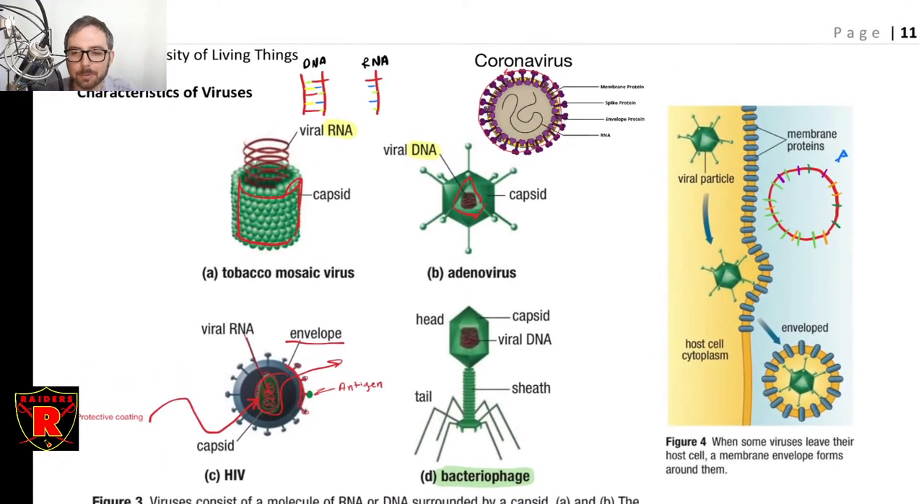Any questions about that before we move on? The basic structures here, there's really not that much to it. DNA or RNA in the middle, which are the instructions for reproducing it. There's usually a capsid around the DNA. And then around that, there's typically an envelope, although not all viruses have an envelope. If I see any questions, I'll circle back.